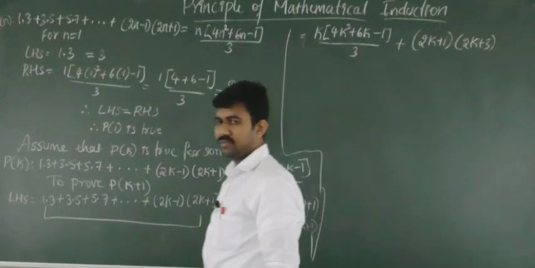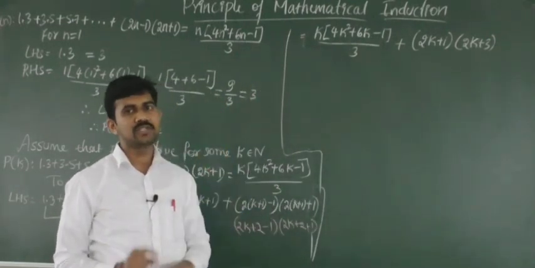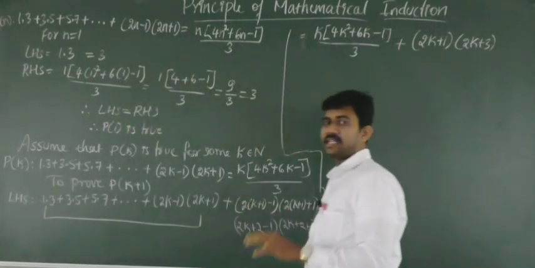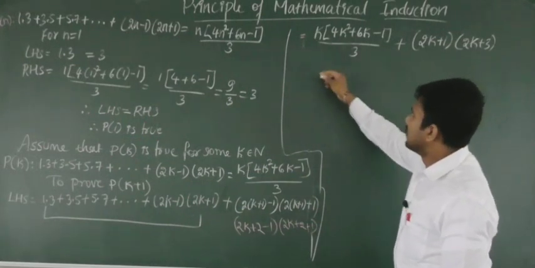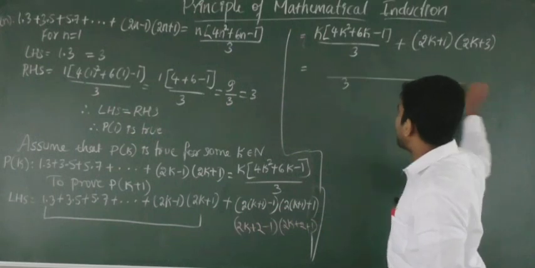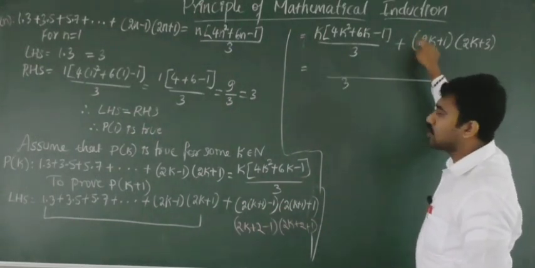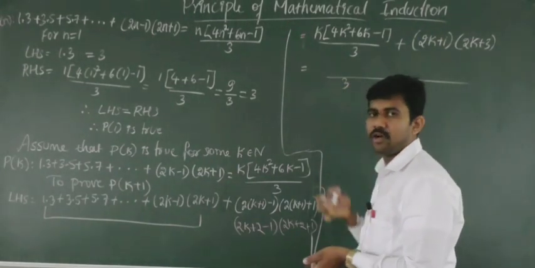Now in the next step, we already solved P of n questions. In that same method we use, that is taking the LCM. Here also we have to take the LCM to solve this question. So what is the LCM? LCM is 3. Common denominator we have to do, means we have to multiply numerator and denominator by 3. So we'll get 3 as the common denominator.